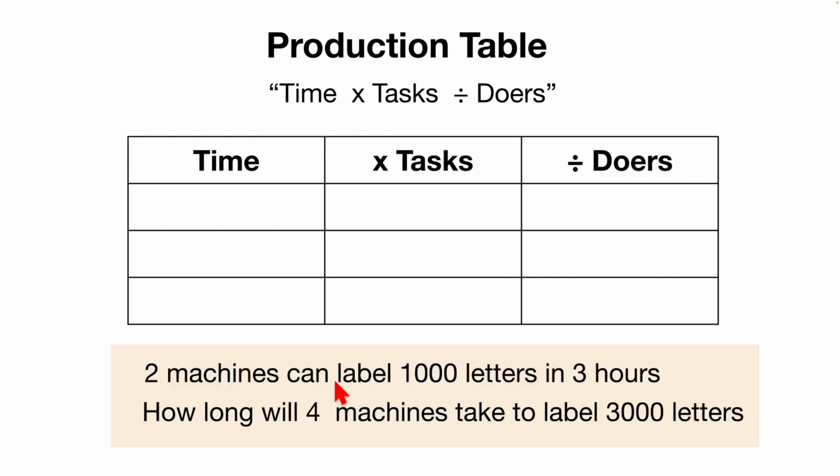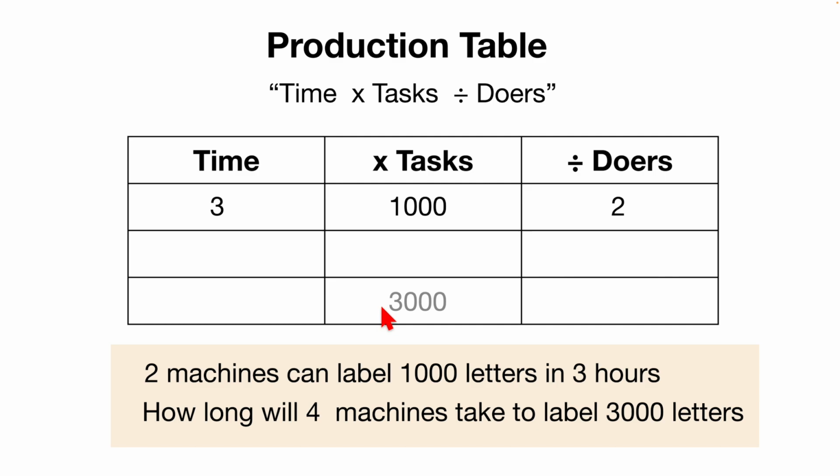2 machines can label 1,000 letters in 3 hours. How long will 4 machines take to label 3,000 letters? It's one of those questions where you just go, can't do that. Well, let's have a think. Let's put in the information we know. We know it takes 3 hours to do 1,000 letters, and we've got 2 machines, 2 doers.